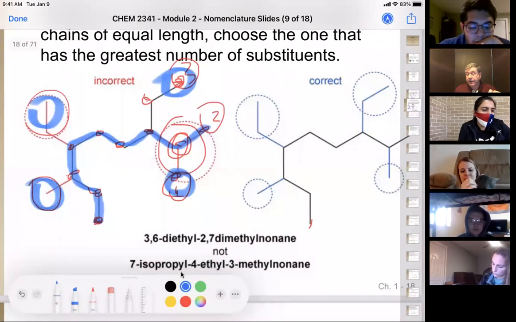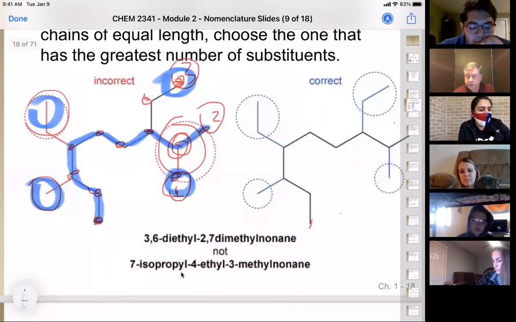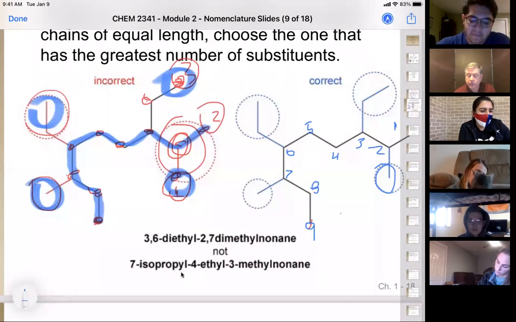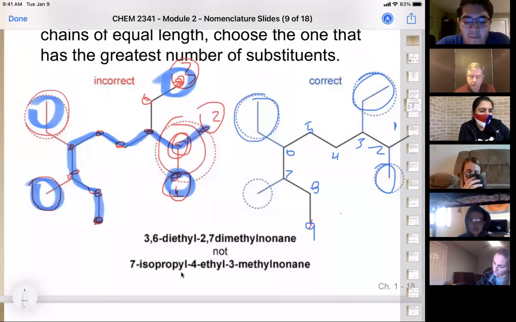So it's okay to try and then double check your work, make sure you're doing it. So this is going to be 1, 2, 3, 4, 5, 6, 7, 8, and 9. Okay, so that'll give us 9, which is nonane. Okay, nonane, 9. And we have one methyl group, we have an ethyl group, we have an ethyl group, and we have a methyl group. Okay, so that means we get to do dimethyl and diethyl.